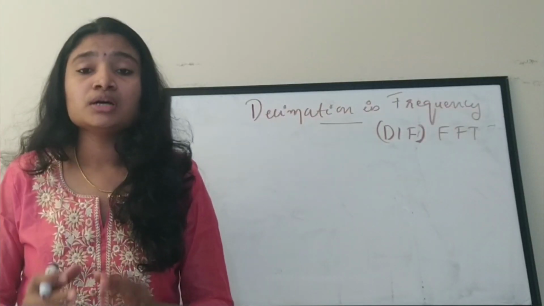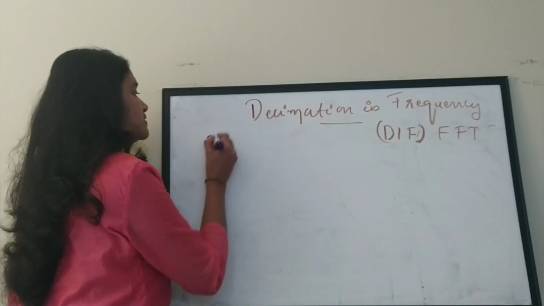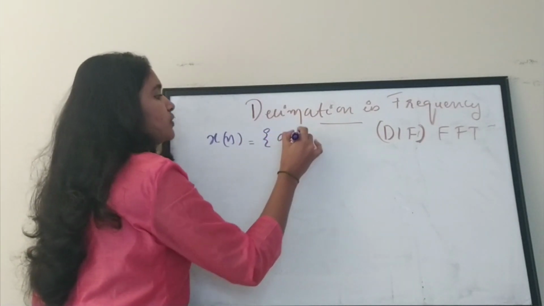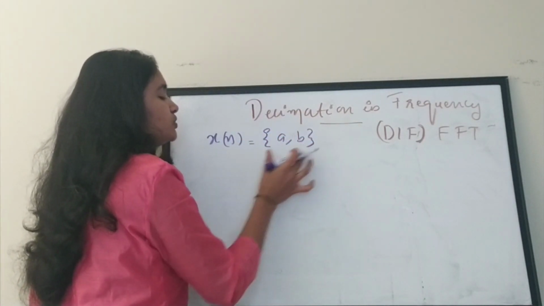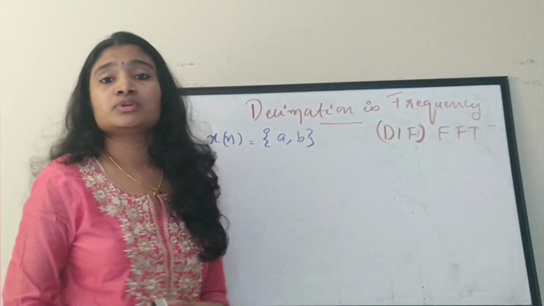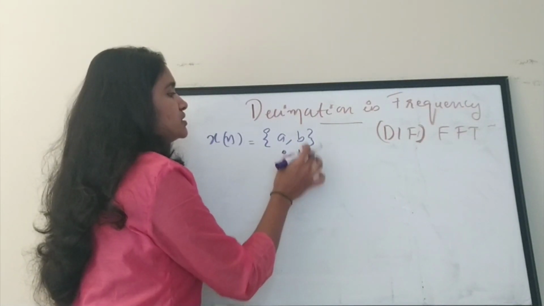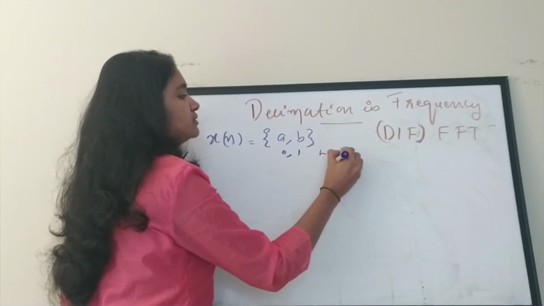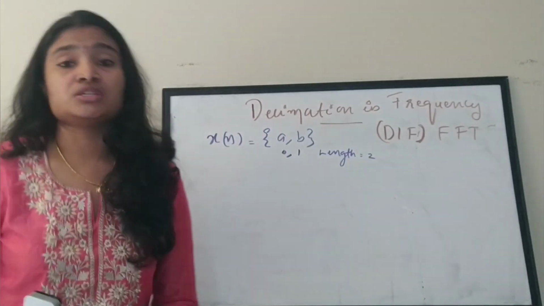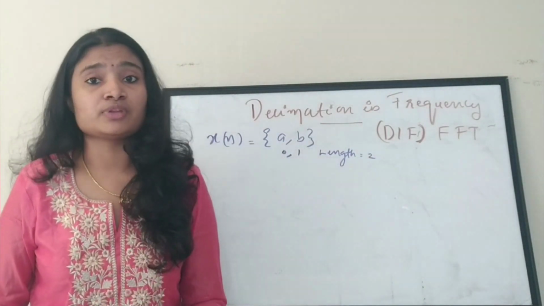Now, let us think that your input sequence, x of n, is given in the question like this: a comma b. So from this input, the set a, b, your input has a length of 2, with time positions 0 and 1. This is a 2-length input sequence, and for this, how can you draw the DIF FFT butterfly?